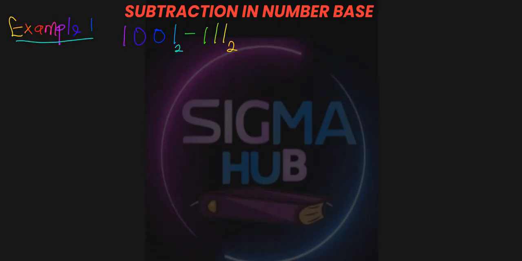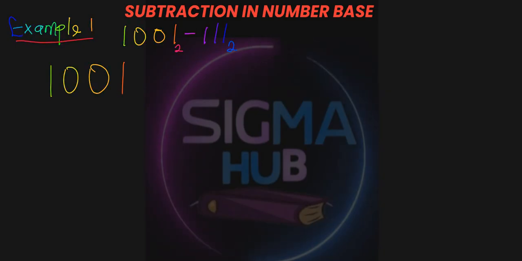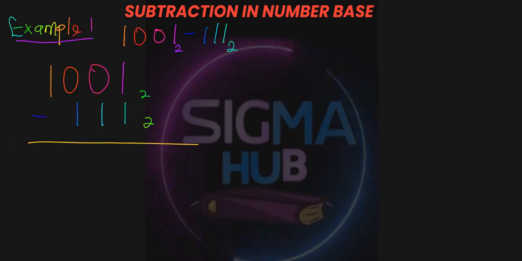So the first example here is 1001 base 2 minus 111 base 2. So we attempt it like this: 1001 minus 111, all in base 2. So just the same way we used to do base 10.